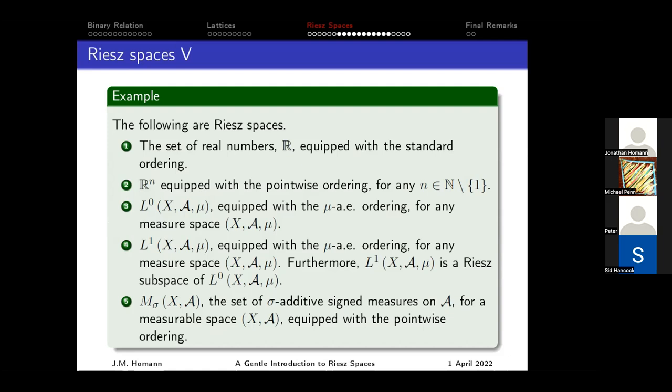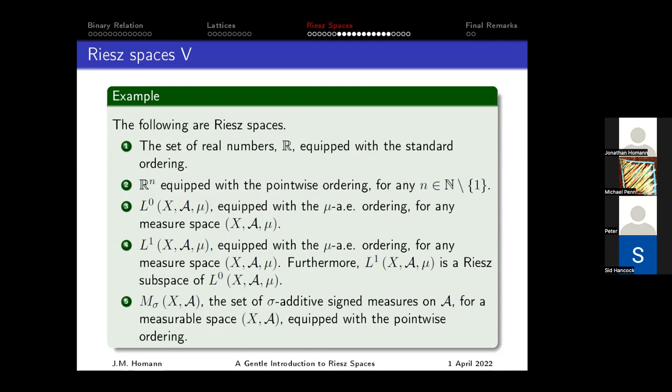Then the last one is if we let M sigma of X, A be the set of all sigma additive signed measures on A for a measurable space X, A, and we equip it with the pointwise ordering, then M sigma is a Riesz space. Now, in this case, the pointwise ordering will say that mu and nu are ordered pointwise if mu of B is less than or equal to nu of B for measurable sets B.